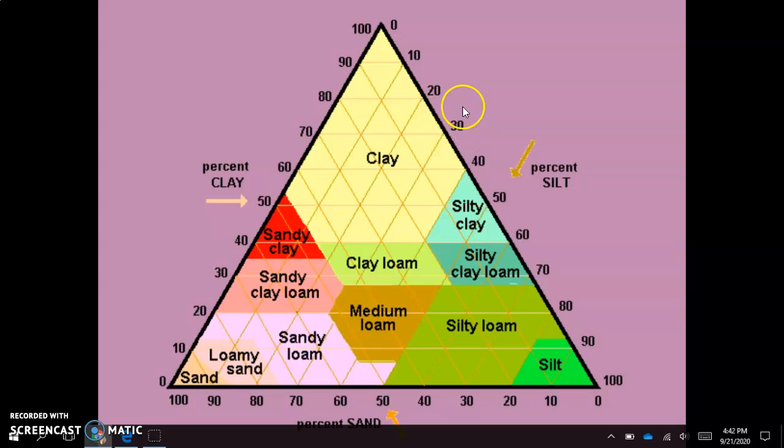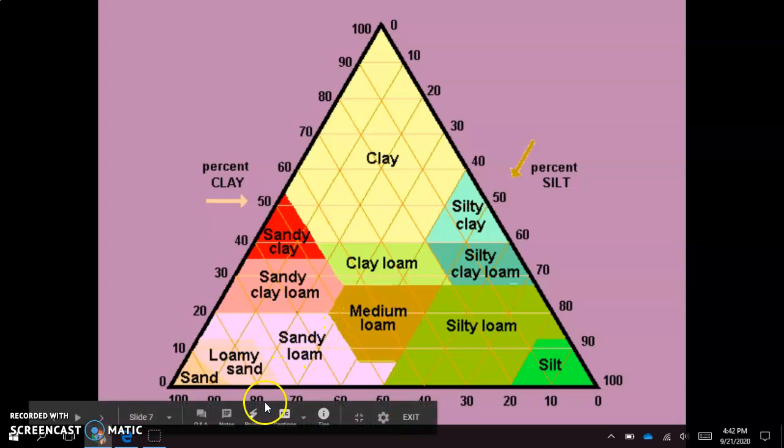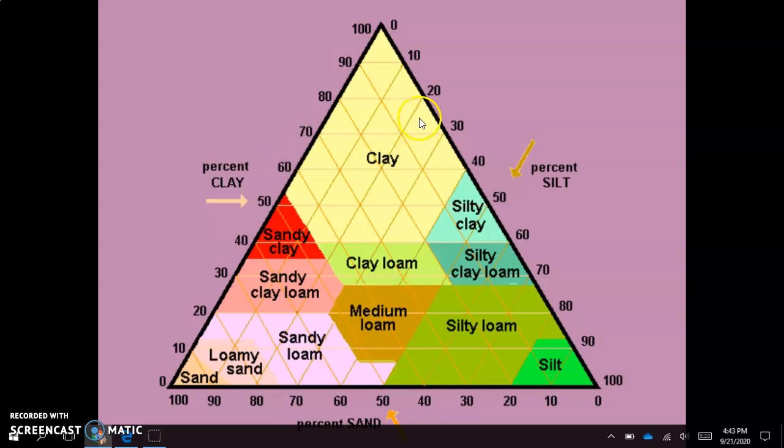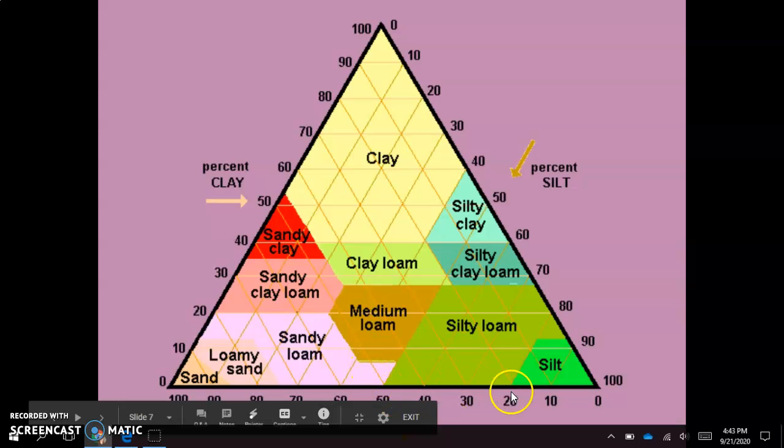Silt is over here on this side, and the arrow for silt goes down. So we would put our cursor on 30 and follow the arrow down. Now, 60% clay and 30% silt make 90, so to add up to 100, our sand would need to be 10%. So we'll come down here on the bottom of our triangle and put our cursor on 10% sand, and we will follow this up at an angle as well.